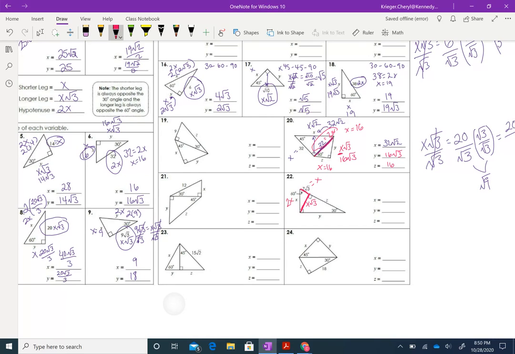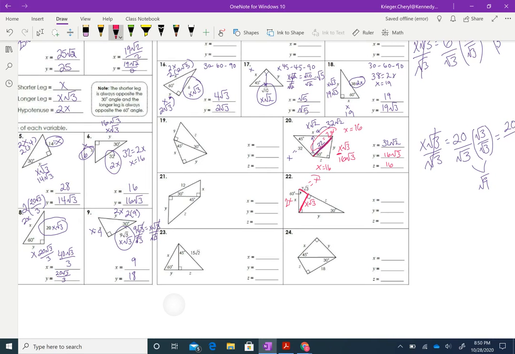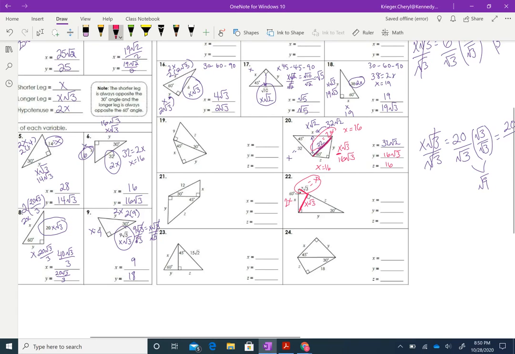Okay, so let's do the hypotenuse first. They give us x equals 7 root 3. So that's cool. We'll plug it into 2x. So this is 2 times 7 root 3, which is 14 root 3. So x is 14 square root of 3.